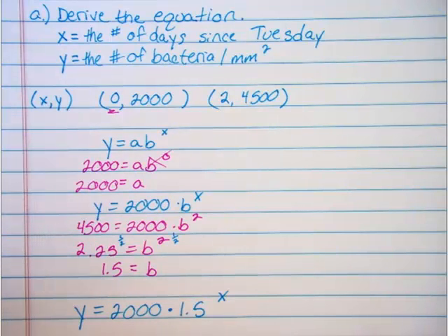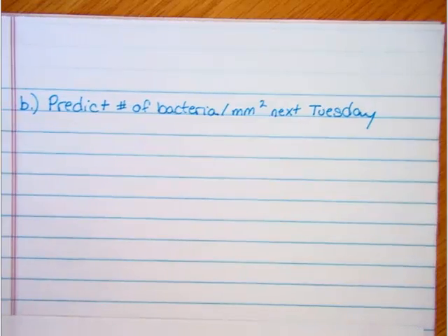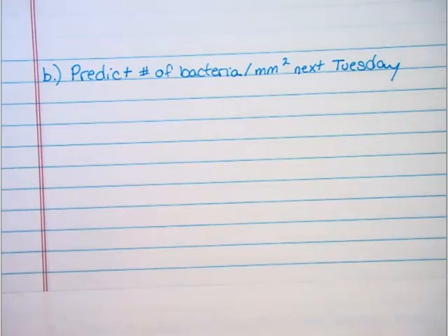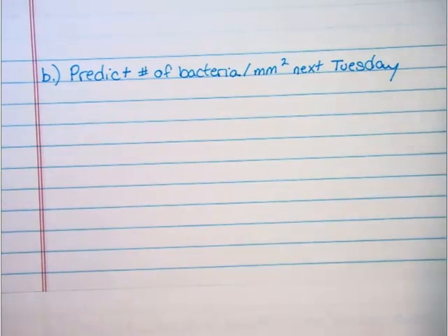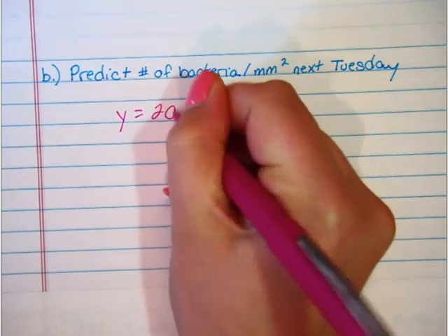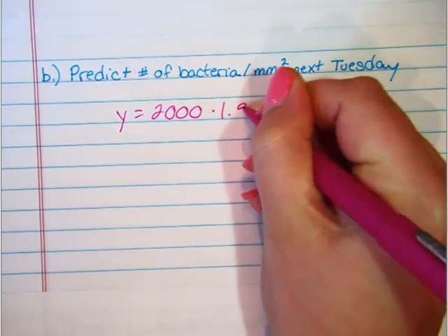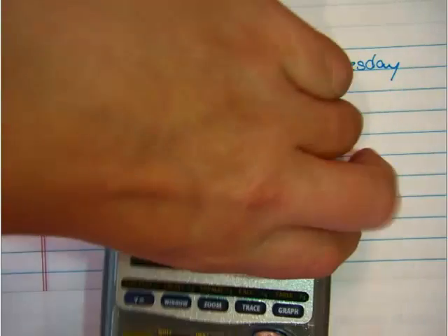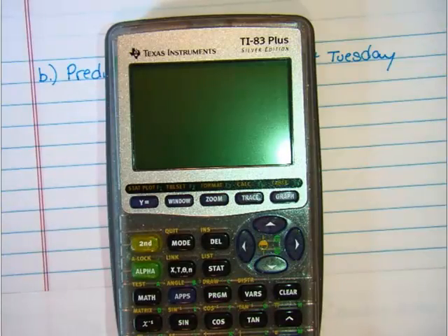Now that I have my equation, I can now go through and predict the number of bacteria. So now I'm able to predict the number of bacteria by next Tuesday. First off, I'm going to write the equation that we're using: y equals 2,000 times 1.5 to the x. Now, if that value 1.5 or the value 2,000 was not exact, you would have to grab your calculator and store that in your calculator. Store that under alpha A or alpha B, depending on which letter it is.